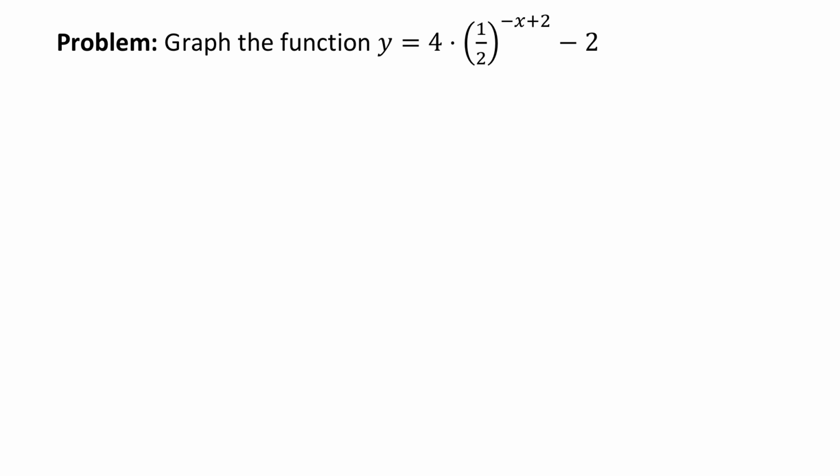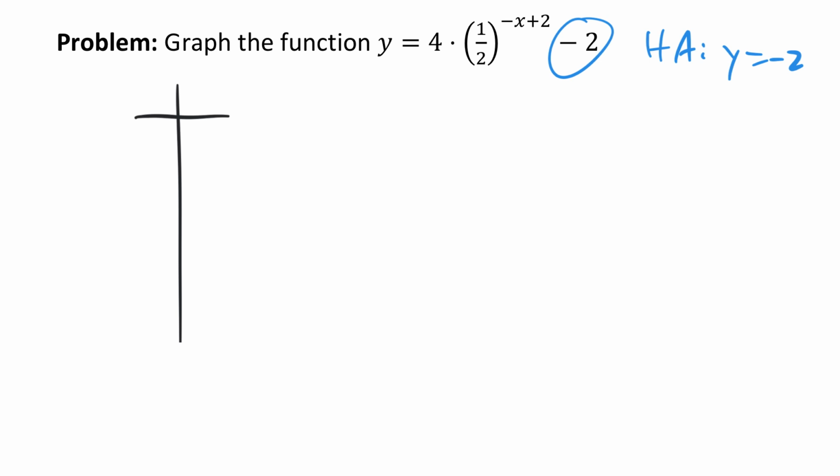All right, one more here. We've got 4 times 1/2 to the negative x plus 2 minus 1. So here we've really got so many transformations going on. Do your best to give it a sketch. All right, so this is our horizontal asymptote at y equals -2. And then it's time for a table.